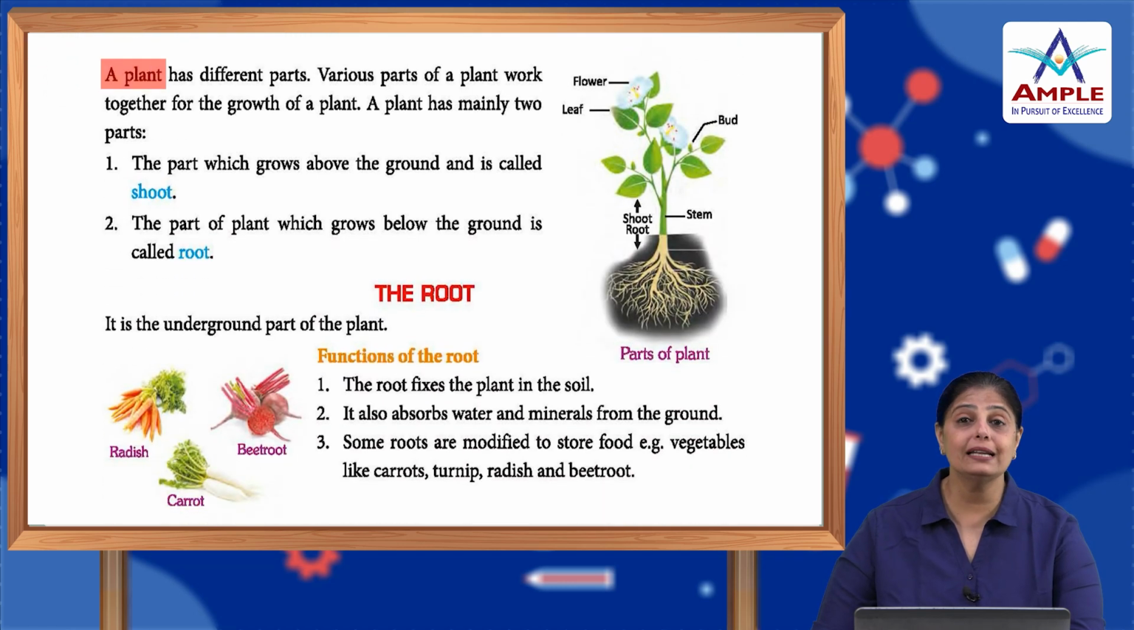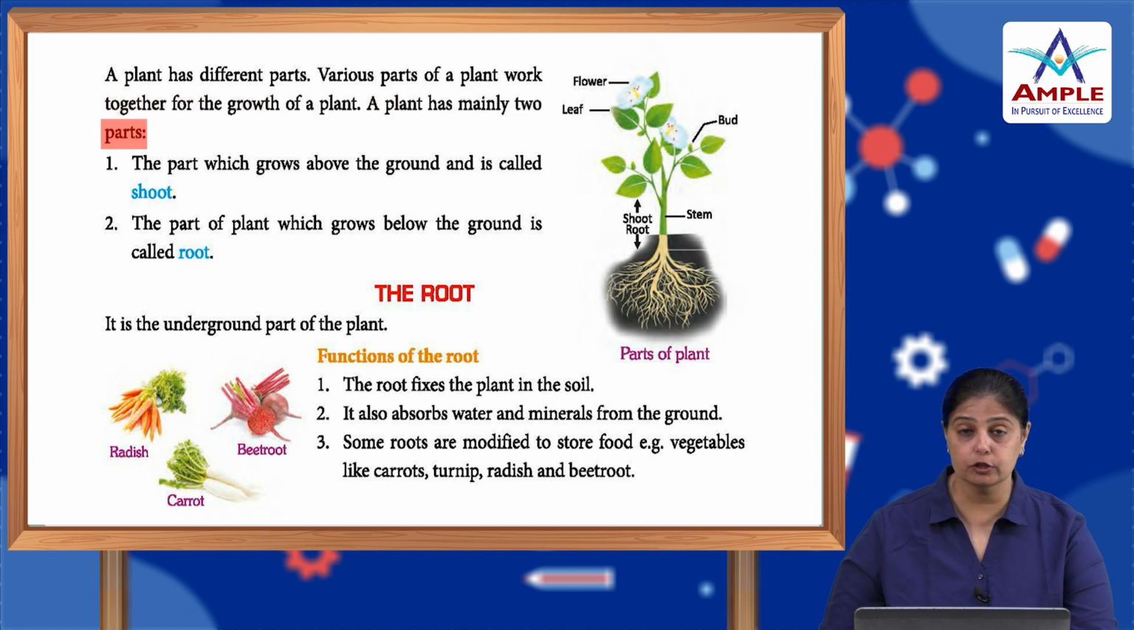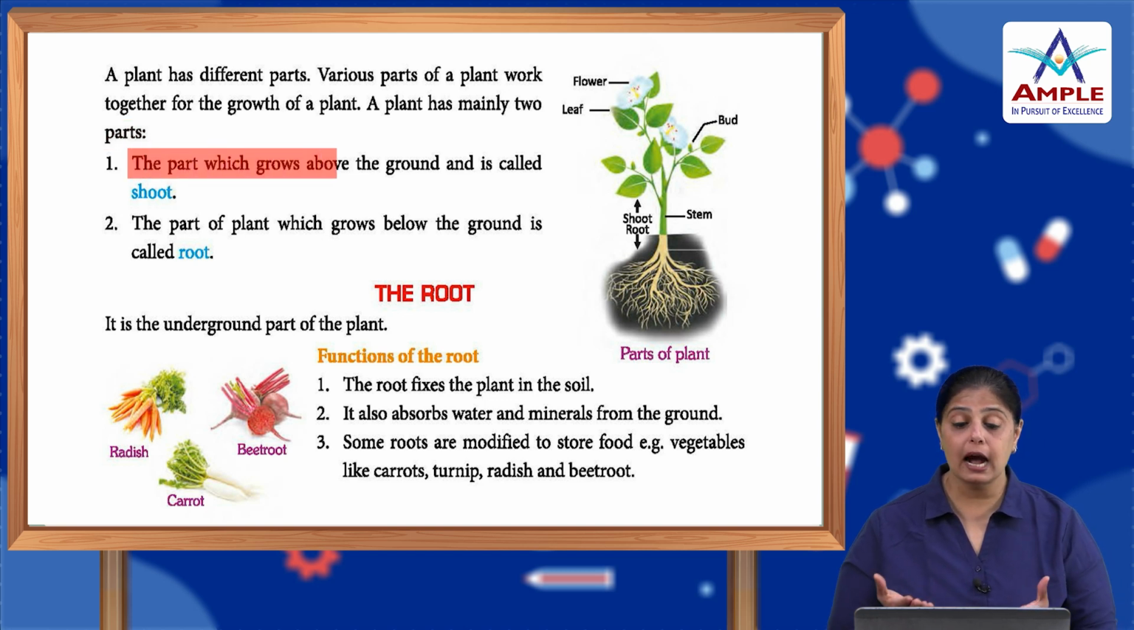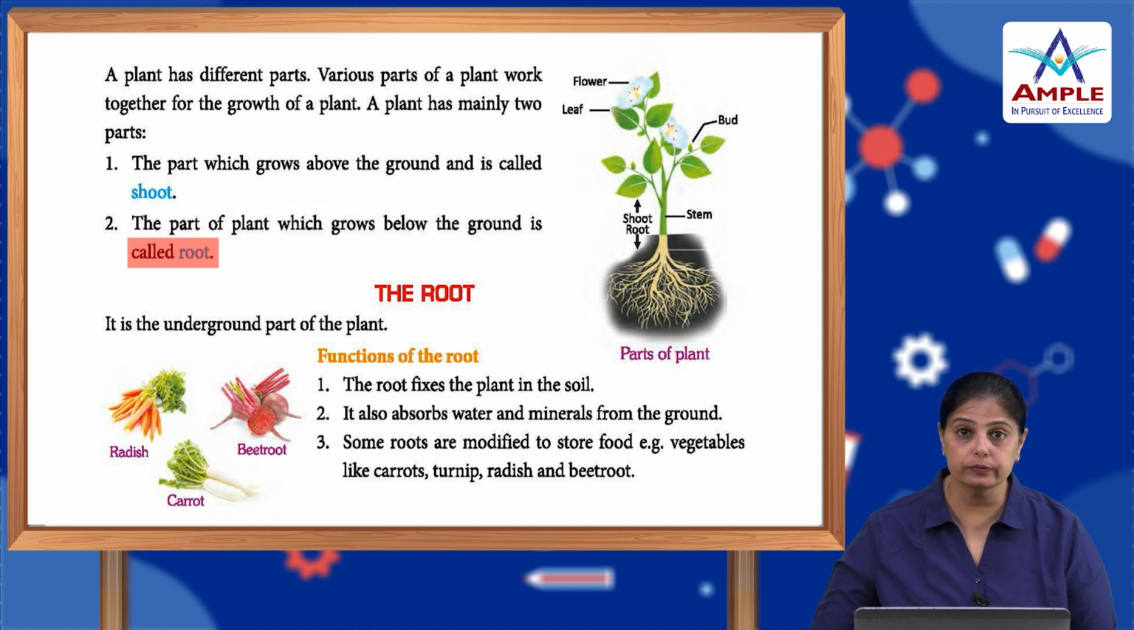Now a plant has different parts. Various parts of a plant work together for the growth of a plant, okay. A plant has mainly two parts. If you look at the plant, it has many parts on it, but they are divided into two parts. The part which grows above the ground is called the shoot, and the part of the plant which grows below or under the ground is known as the root, okay.